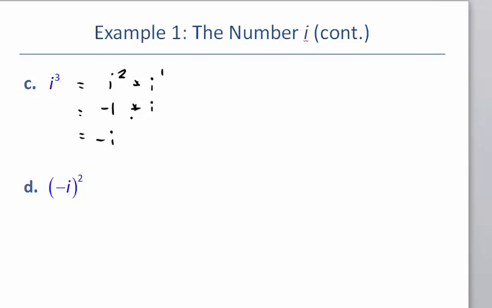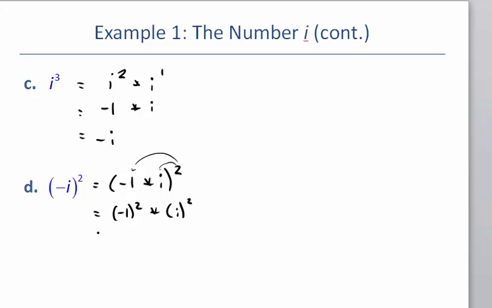What about part D? We have the quantity -i squared. And so what we may want to do in this case is rewrite our -i as -1 times i, and then square that result. In doing so, we know that the square is going to apply to the -1, and it's also going to apply to the i. And so we have the quantity -1 squared times the quantity i squared.